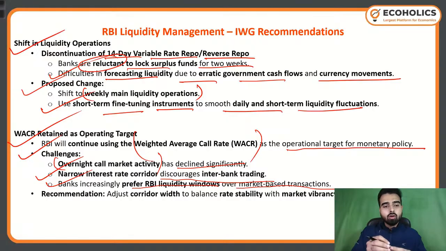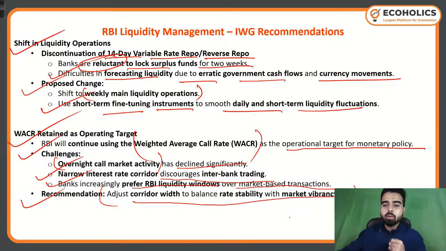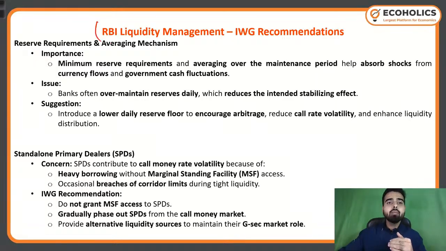The overnight call market transaction is getting reduced, so try to revive it, and then try to decrease the dependency of the banking sector on RBI's liquidity windows. What they should be doing is having more dependency on market-based transactions, that is call market, notice market, etc. Recommendations: adjust corridor width to balance rate stability with market vibrancy. This corridor width is the same thing that I was telling you. The upper is the marginal standing facility, then the repo rate, and then the standing deposit facility or the reverse repo rate. RBI liquidity management.